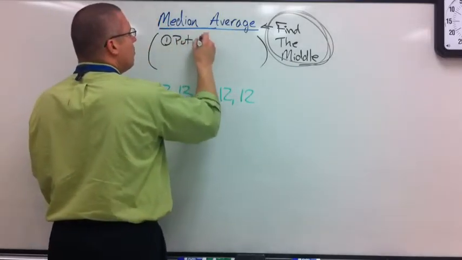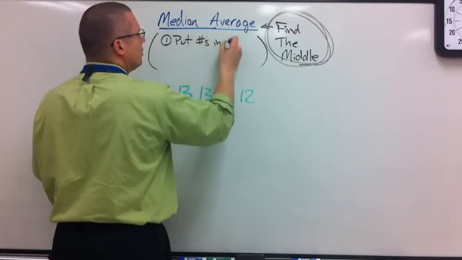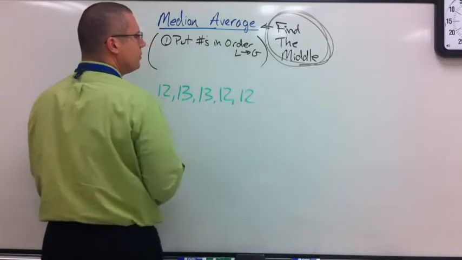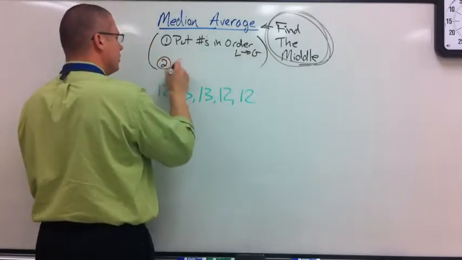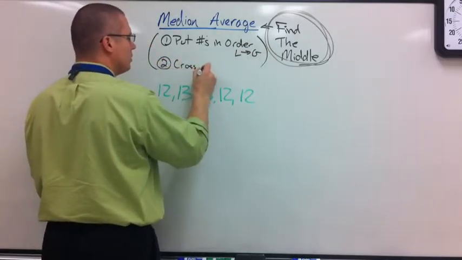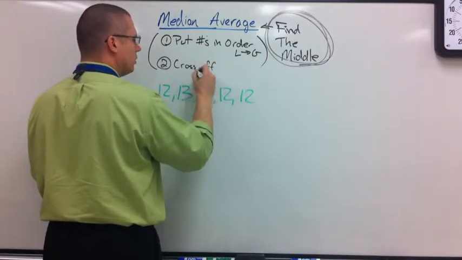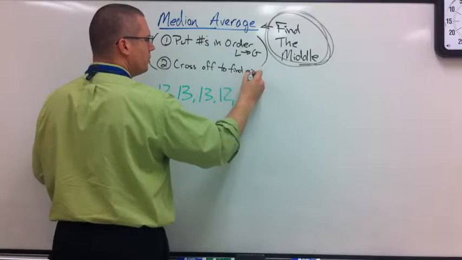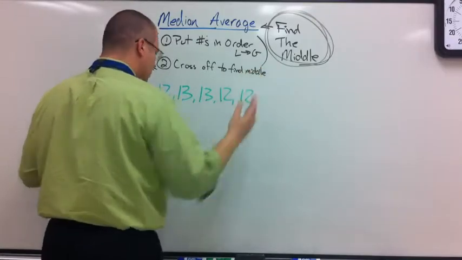First of all, we must put numbers in order, and we must go from least to greatest. Secondly, we cross off to find the middle. Again, you've done this at some point.